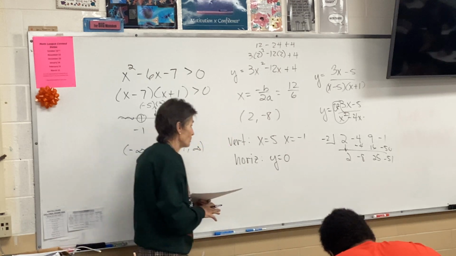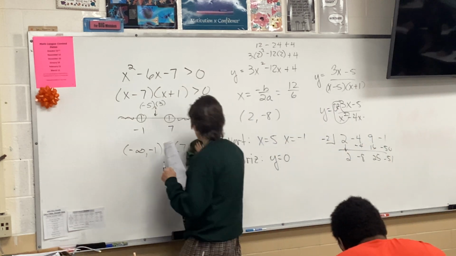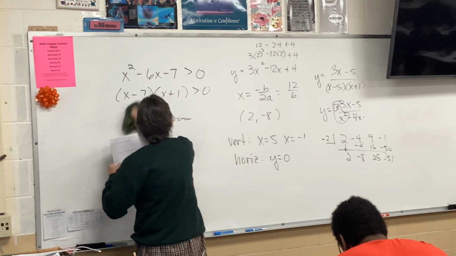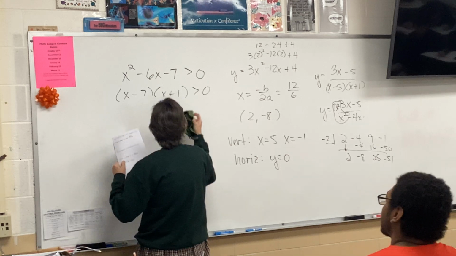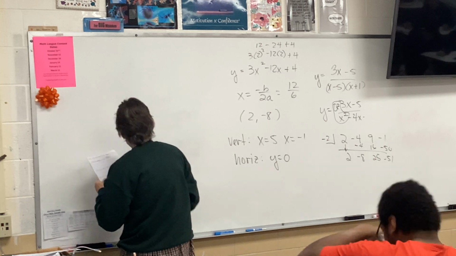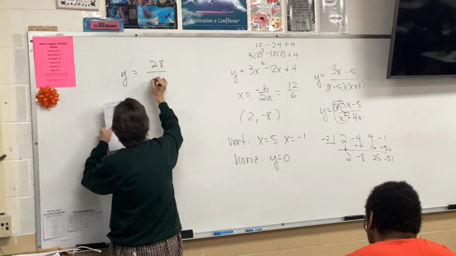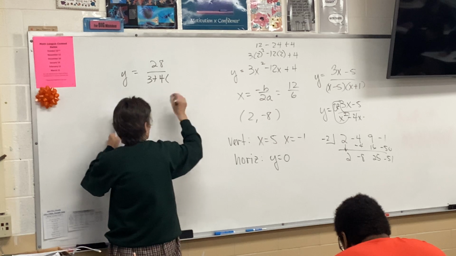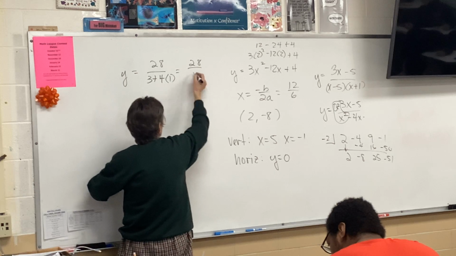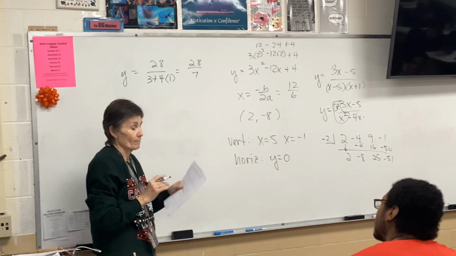Number 3, oh my gosh, we talked about this majorly the other day. How do you find a y-intercept? You plug in 0 for x. And when you plug in 0 for x, what do we end up with? 28 over 3 plus 4. What's 0.3 to the 0? 1, right? So don't I have 28 over 7? Which is 4. So my y-intercept is 4.